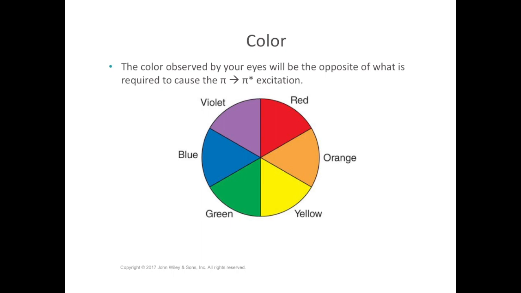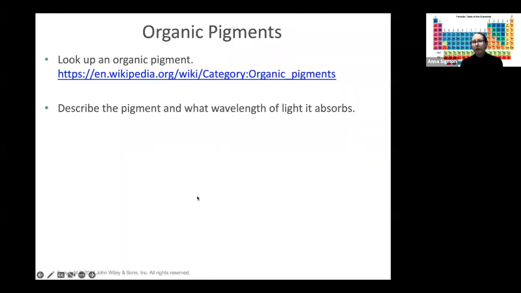The color observed by your eyes will be the exact opposite of what is required to cause that excitation from the HOMO to the LUMO. So if the molecule absorbs in the red region, we see green. If it absorbs in the blue region, we see orange.